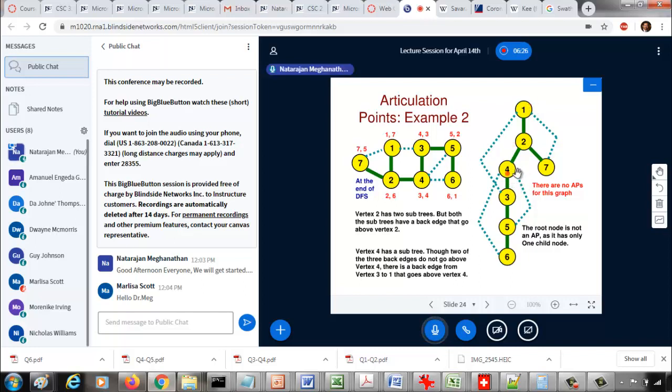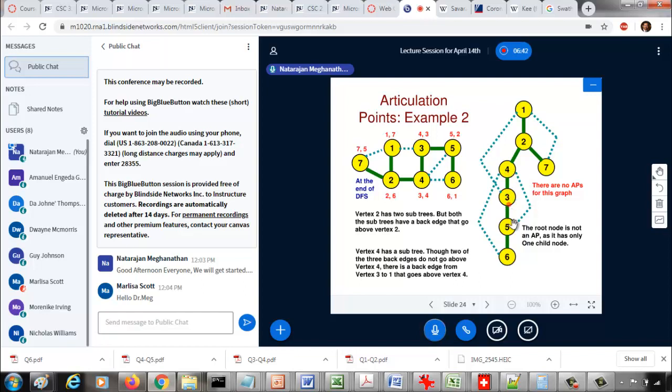Now similarly you can check for 4. There is only one subtree attached to 4. From this subtree you have this back edge again between 3 and 1 that goes above 4. Because of that, 4 is not an articulation point.